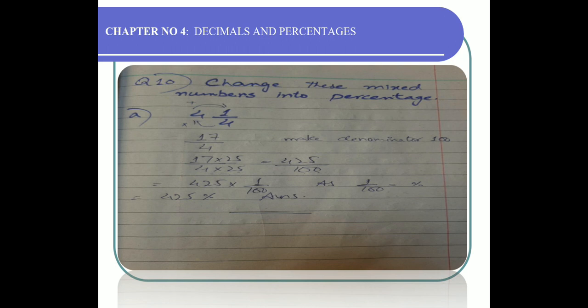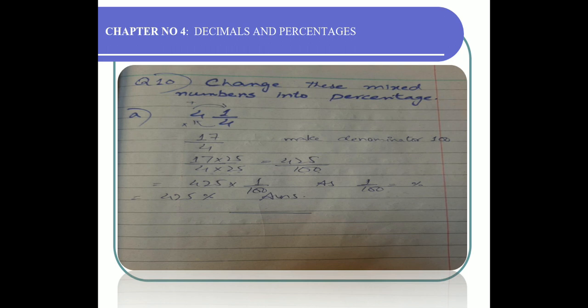Okay, now make the denominator 100. Find the number which will make 4 into 100. If we multiply 4 by 25, then it will come to 100. So multiply 25 with the numerator and the denominator also. The answer is 17 multiplied by 25, 425, and 4 multiplied by 25, 100.